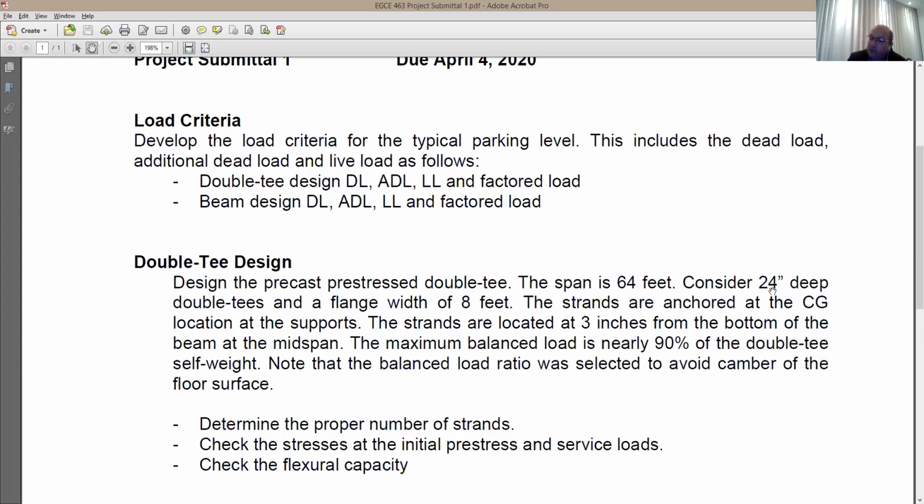The depth is gonna be 24 inch. So now you can go to the PCI and pick a 24 inch deep double T, the one that has a flange width of 8 feet. Some of them can have a flange of 10 feet. I don't want that one. Also, I'm looking for the lightweight concrete. So now we know exactly which one to pick.